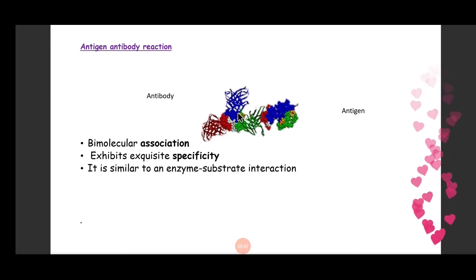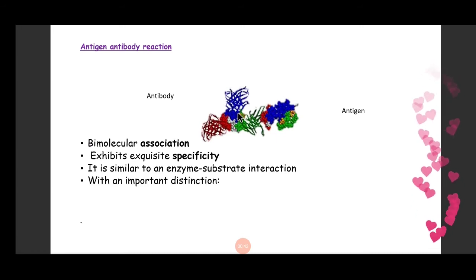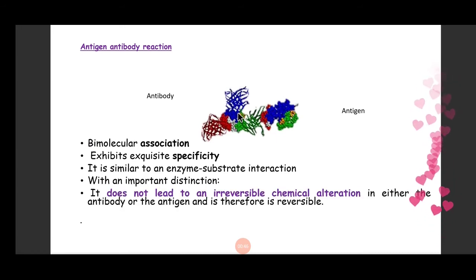And it is similar to the enzyme-substrate interaction, with the difference that in enzyme-substrate interaction, the substrate is going to change irreversibly. But here, neither antibody nor antigen is going to change. They will just bind to each other, and they are not changing chemically. Their chemical nature is not going to change.